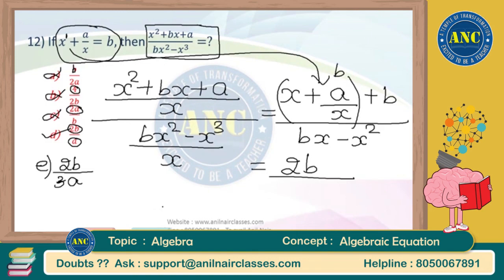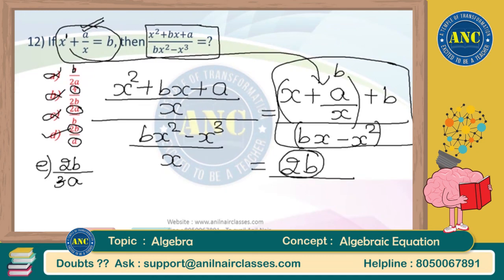That is the reason I am repeatedly saying answer options are the biggest clue. Suppose after solving till here, if you do not see the answer options, you will keep on finding what is bx minus x square by taking the LCM of all these things. But it is not required. Only one option is present where the numerator is 2b. Mark it and move ahead for the next question here.